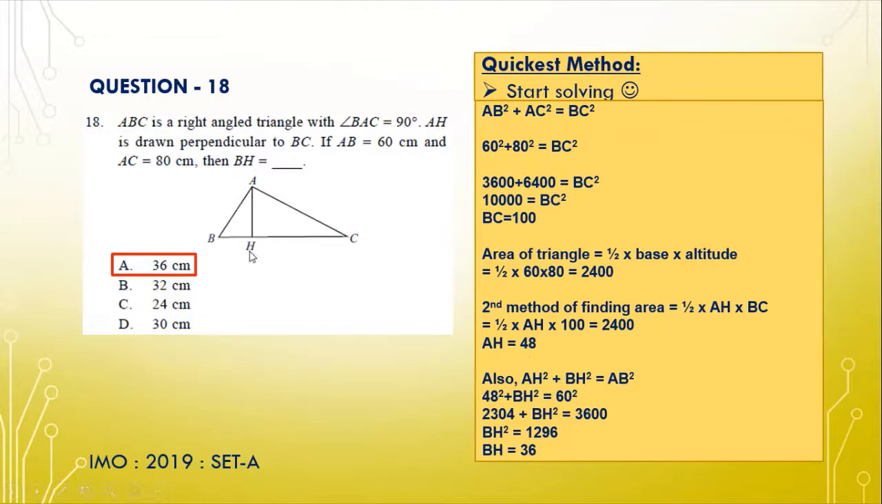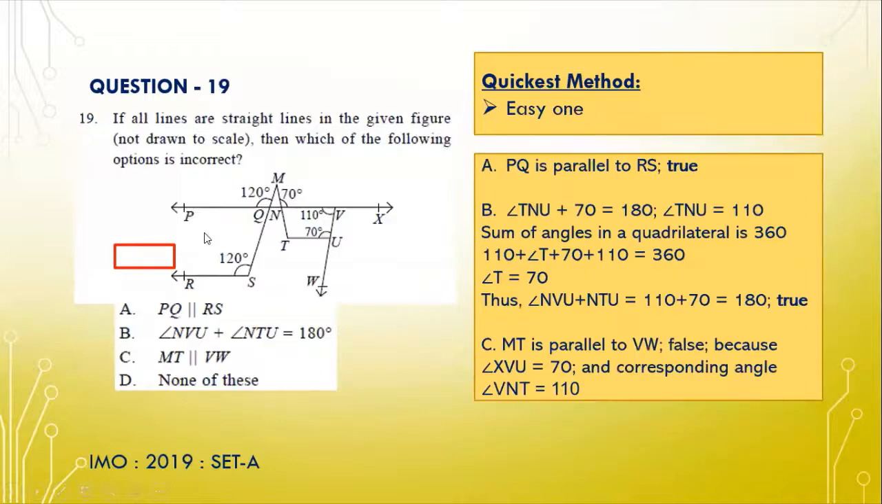So AH is 48. Now in this triangle, AH square plus BH square is AB square. AH is 48, and AB is 60. So 48 square plus BH square is 60 square. 48 square is 2304, and 60 square is 3600. So BH square is 3600 minus 2304, which is 1296. So BH is the square root of 1296, which is 36. Okay, next one.